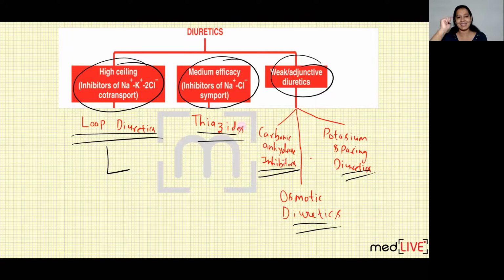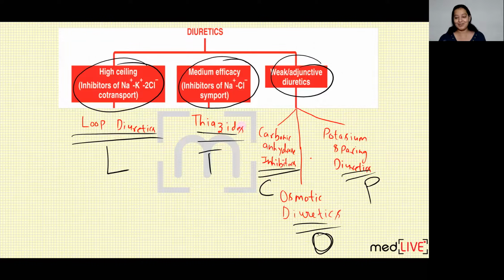Loop diuretics, that is high ceiling. Thiazide, I will assign the letter T because it is starting from T. Thiazides, that is medium efficacy. Carbonic anhydrase inhibitor, C. Osmotic diuretics, O. And potassium sparing, P. The initial letter of each class I have taken.